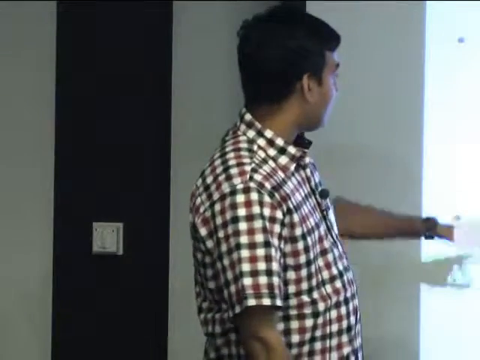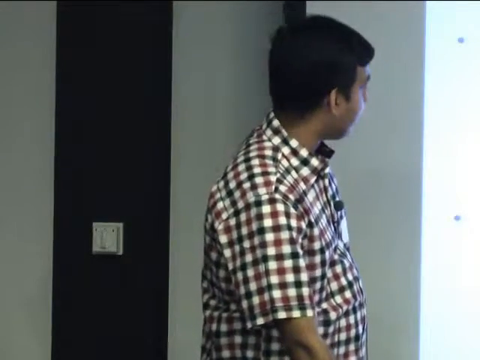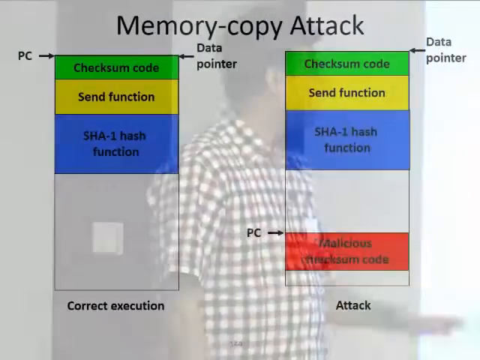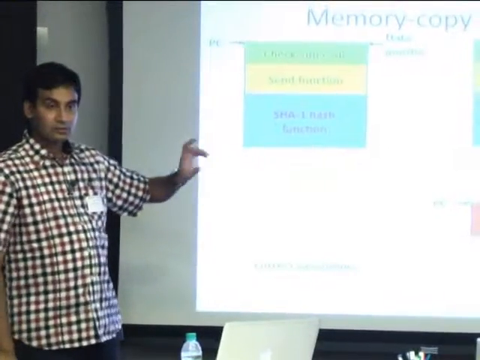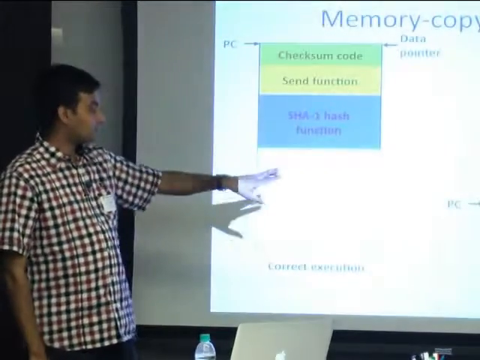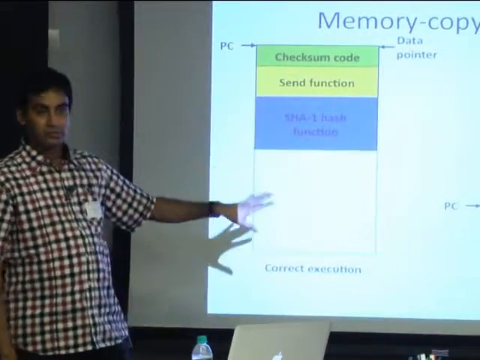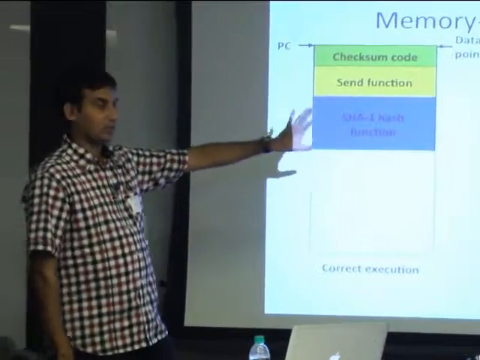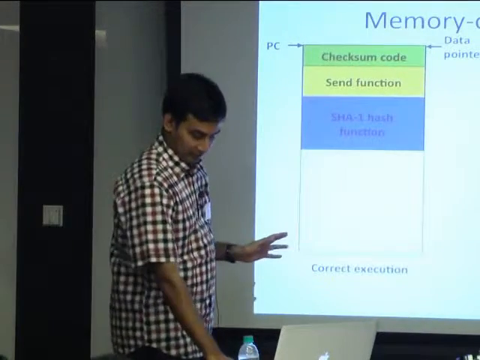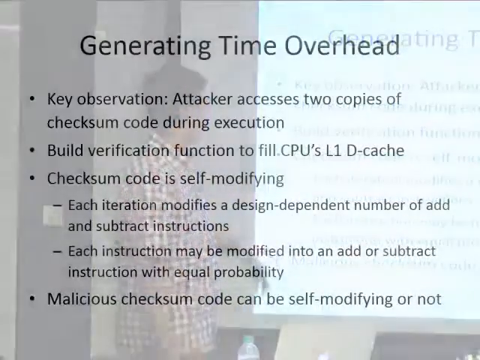Okay, so let's again analyze the memory copy attack. Again, the same picture. The key to notice here is that the attacker uses two copies of the checksum code during its execution. There is a malicious copy that executes, and there is a pristine copy that's sitting up there that the attacker refers to. This is a given; this is the definition of the attack.